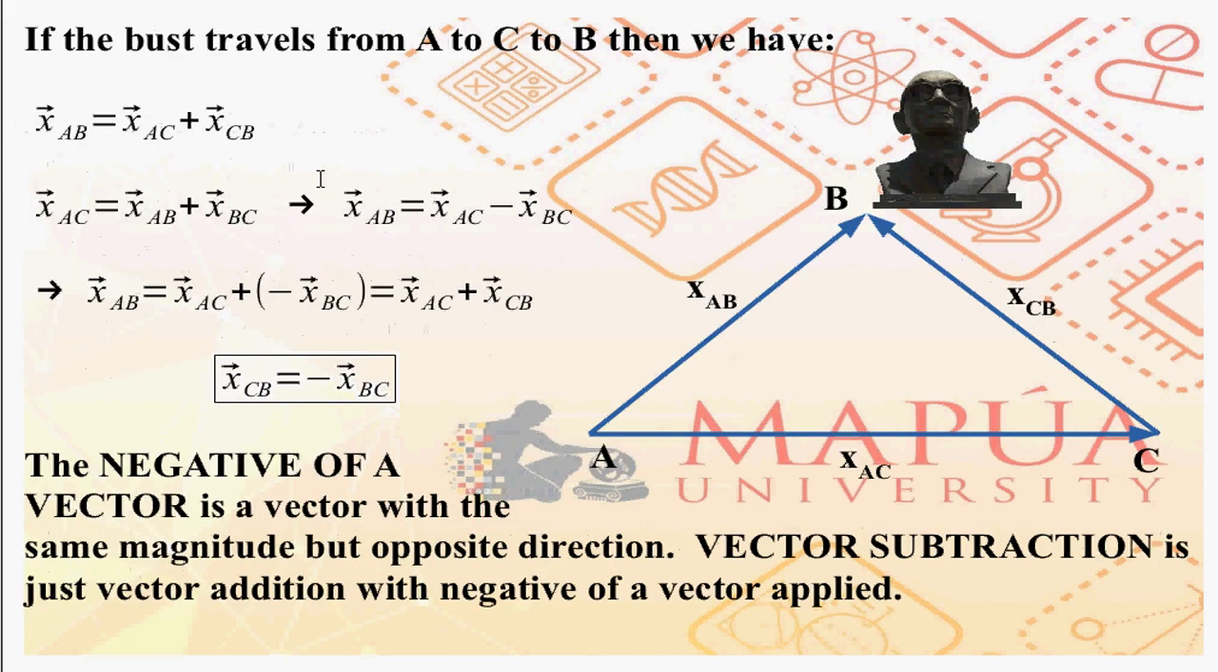If the bust travels from A to C and then from C to point B, the bust undergoes displacement XAC and then XCB. The total displacement, the total change in position of the bust, is XAB. So just like in the previous situation, the resultant displacement XAB is equal to the sum of the individual displacements that the object underwent. So from A to C, XAC, plus from C to B, XCB. XAB is equal to XAC plus XCB.